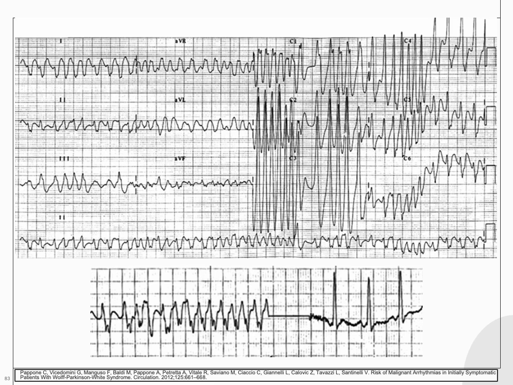Here we have very fast pre-excited atrial fibrillation. It almost looks like polymorphic ventricular tachycardia or ventricular fibrillation, but it's not. But this can degenerate into ventricular fibrillation and cause sudden cardiac death. Electrical cardioversion returns the rhythm to a pre-excited sinus rhythm. So here we can see a shock is given and it returns to sinus rhythm, and that delta wave can be just about seen there.